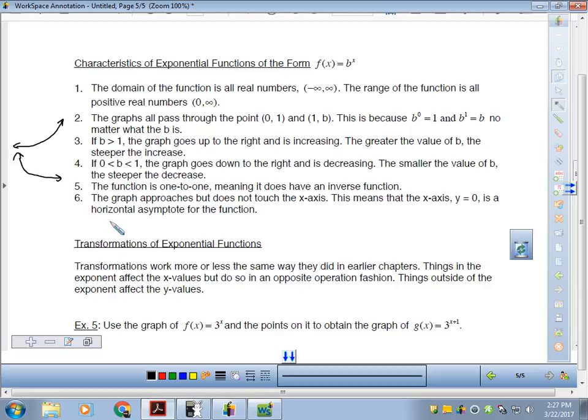Now, for exponentials, things that are in the exponent affect the x, but just like usual, they affect the x in an opposite operation. So, if it says 2 raised to the x minus 4 power, the x minus 4 there affects the x, but it does it as an opposite operation. So you're really going to do x plus 4.